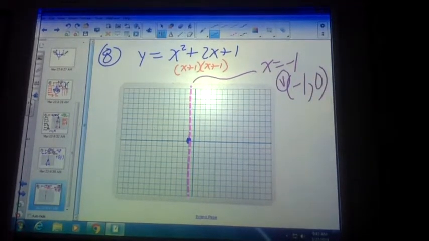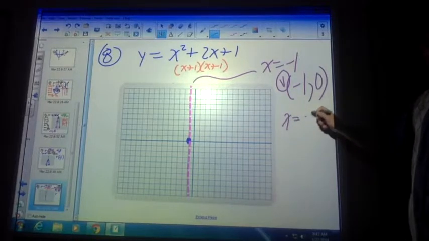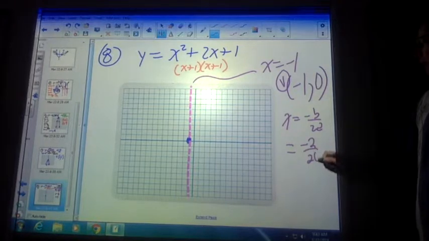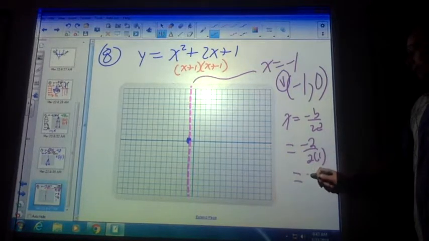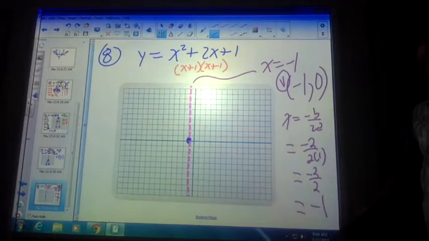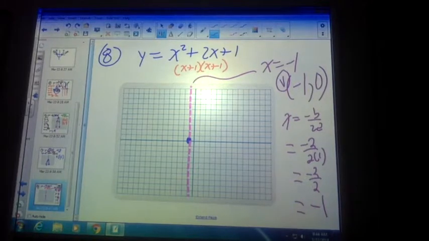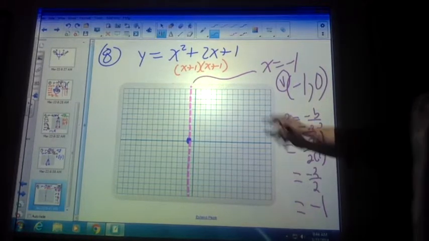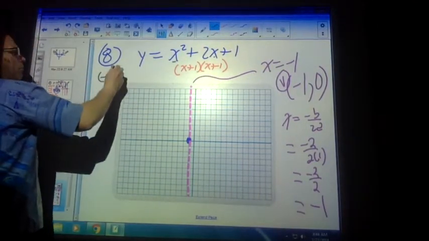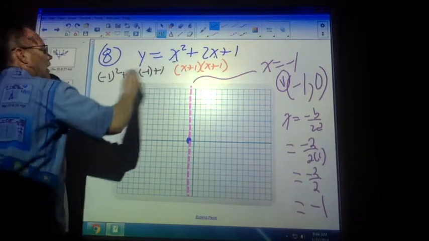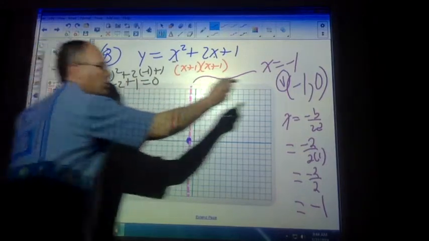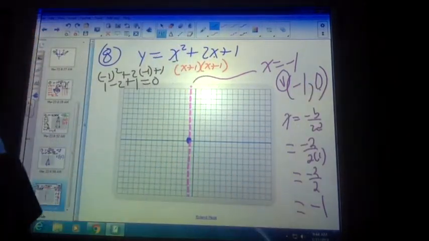Okay, it factored out. Now if you're wondering, you said negative b over 2a has to be the way to do this. Well, let's take a look. I get negative 2 over 2 times 1, which is negative 1. And if I take negative 1 and plug it in to get the y component, I get negative 1 squared plus 2 times negative 1 plus 1. Well, that's 1 minus 2 plus 1, which is 0. It works.